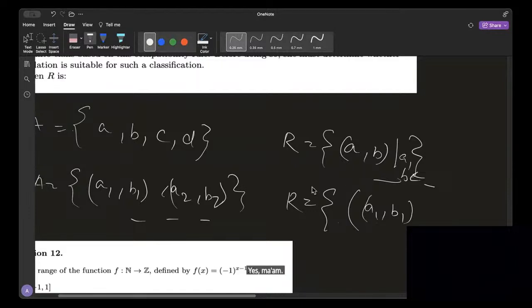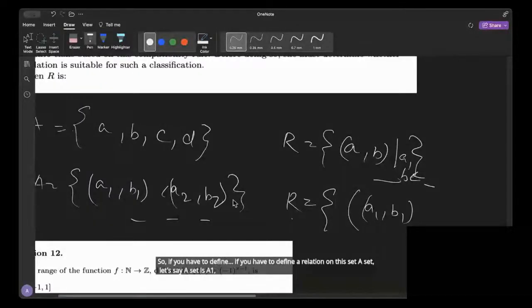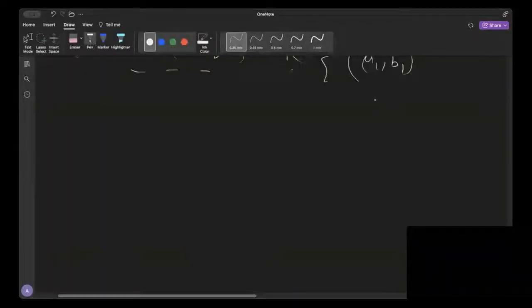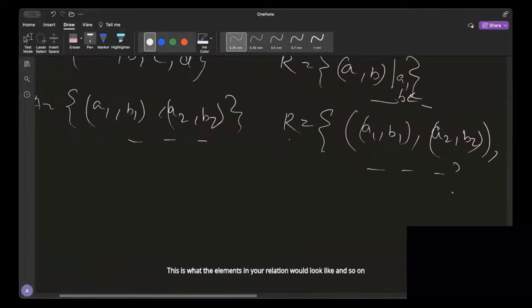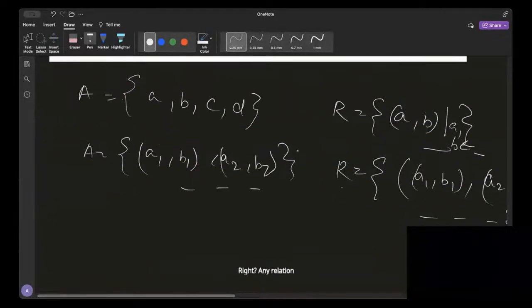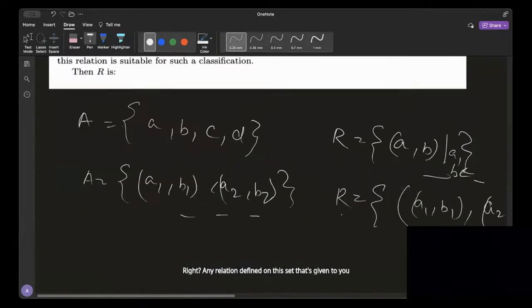So if you have to define a relation on this set, let's say the A set, then your relation should look like this, right? (A1, B1), (A2, B2). This is what the elements in your relation would look like, and so on, right? Any relation defined on this set that's given to you should look like this. First thing is this to notice.